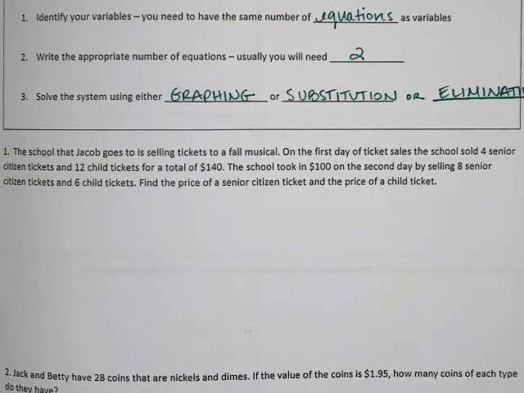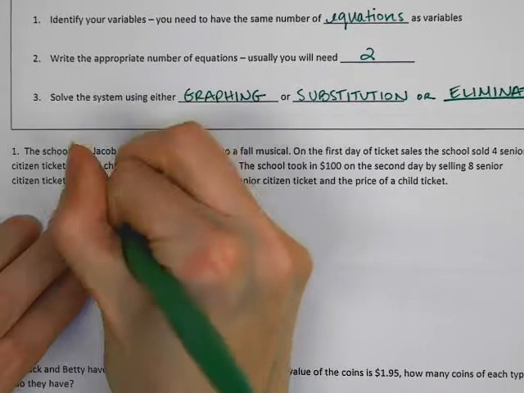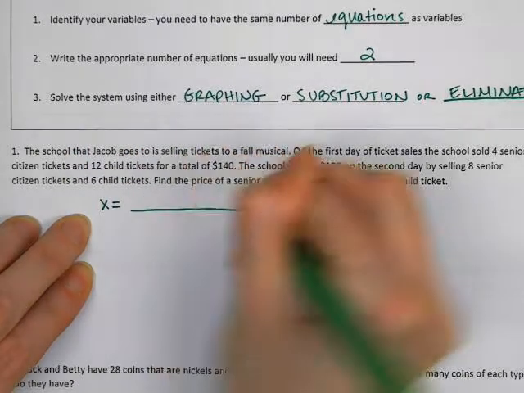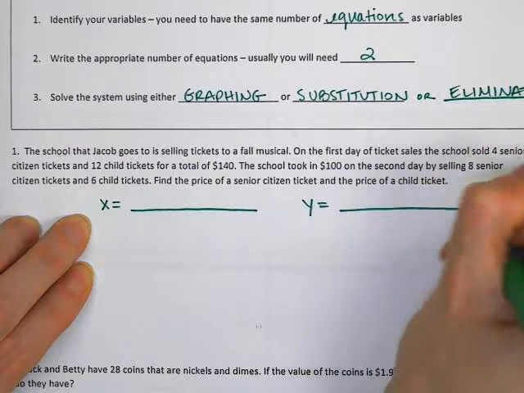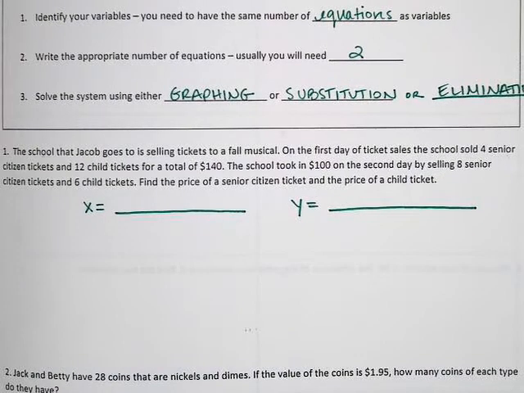Okay, so everybody read number 1, and I want you to tell me what the variables are. So I'm going to write x equals and y equals. Okay, what do x and y stand for? What are we trying to solve for? So pause it and give it a try.